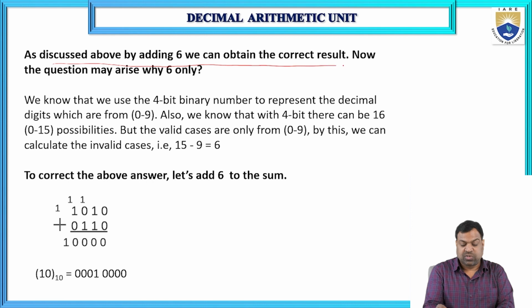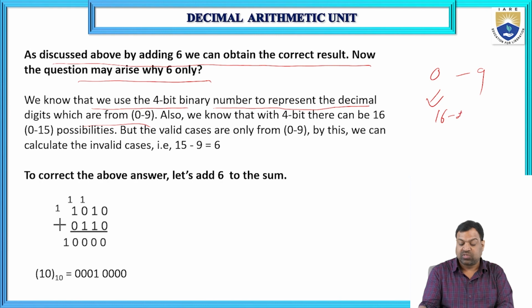The above 6 we can add to the resultant. The question will arise, why 6? So we are adding 6, that is correct, but why am I adding 6 here? What is the process? A 4-bit number represents the decimal digits from 0 to 9, but here it is 4 bits, which means 16 combinations. Why? Because 2 power 4 equals 16.